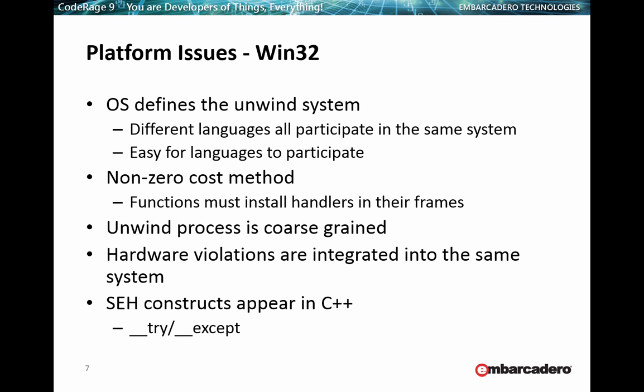If you got a hardware violation, like an access violation, an invalid instruction, a floating point operation failure, those exceptions would be propagated up the exact same system, which was nice, because then you didn't have two parallel systems and you didn't have to work so hard to integrate them if you wanted to. And on most of the other platforms that we deal with, we do have to do quite a bit of work to integrate the hardware violations with the exception handling system.